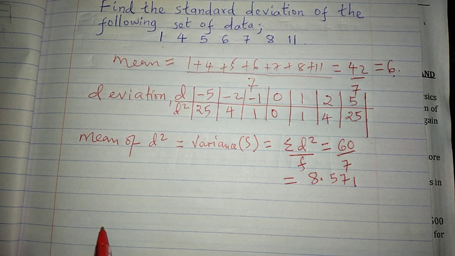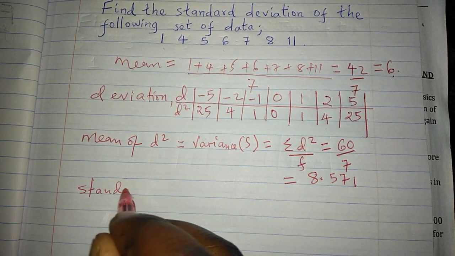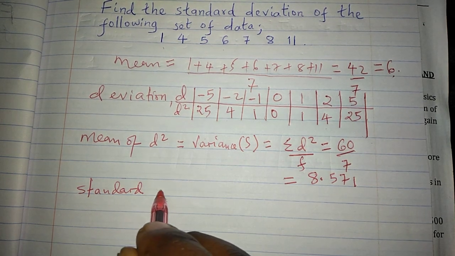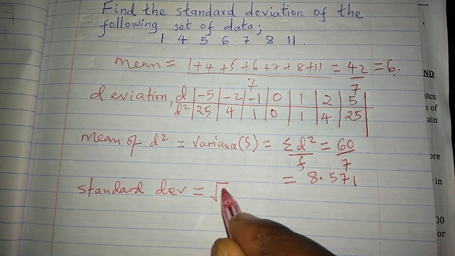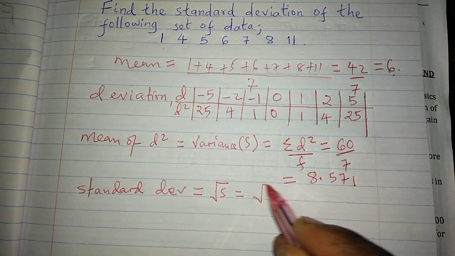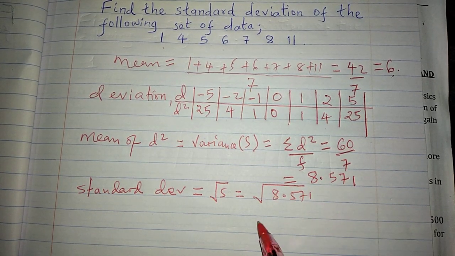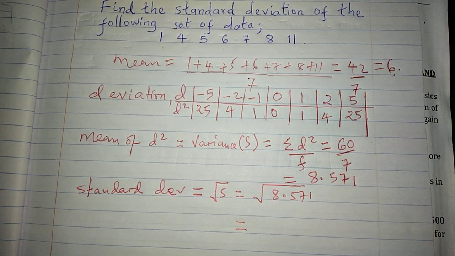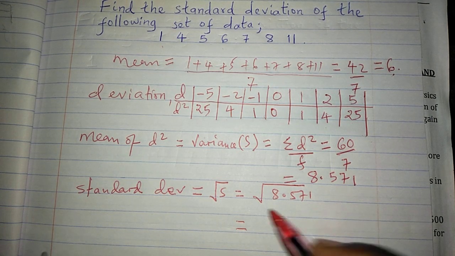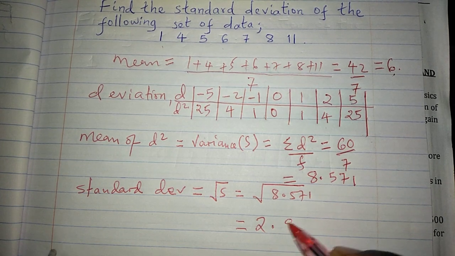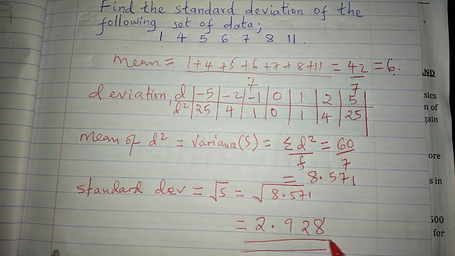To get standard deviation, finally, the standard deviation is given by the square root of variance, so the square root of 8.571, and the square root of that will be 2.928 to 4 significant figures.